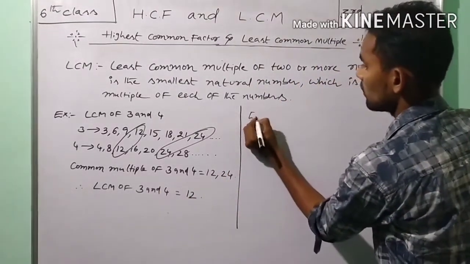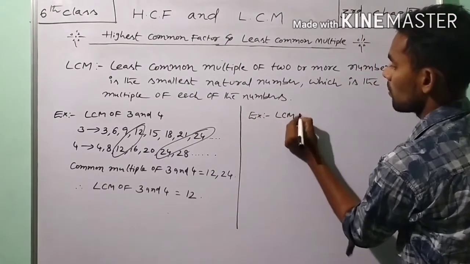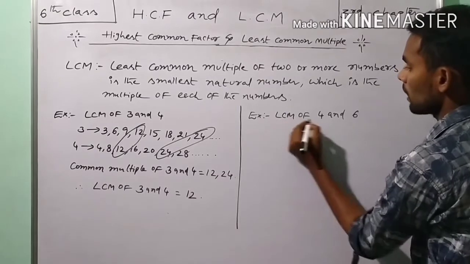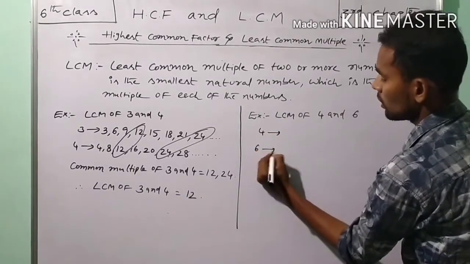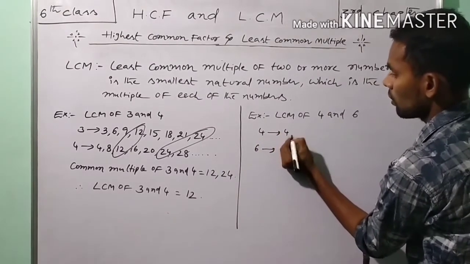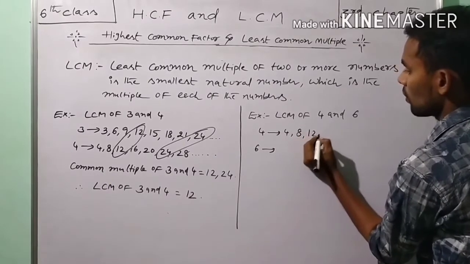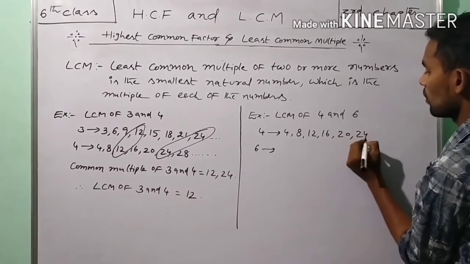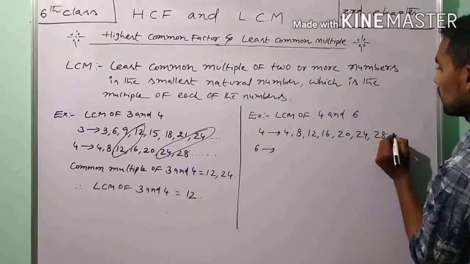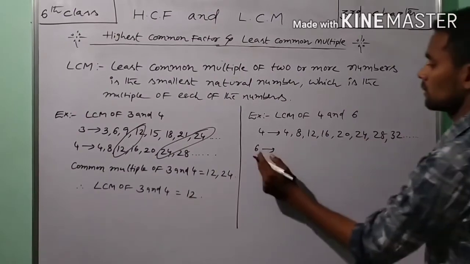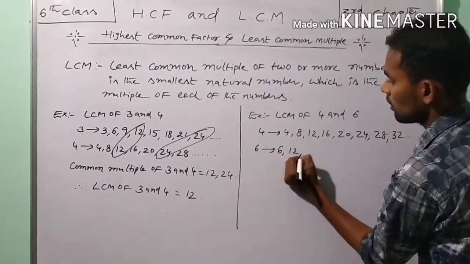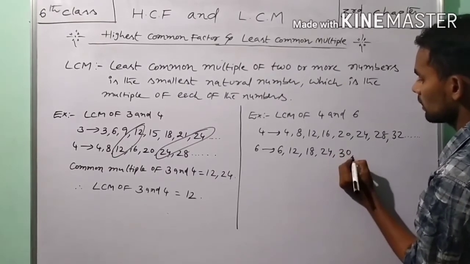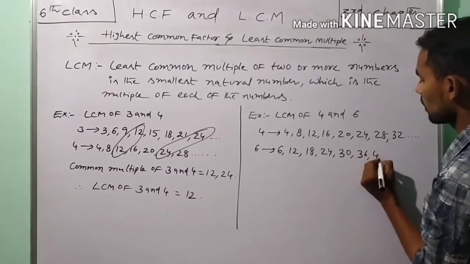Another example, least common multiple of 4 and 6. 4 tables: 4 1s are 4, 4 2s are 8, 4 3s are 12, 4 4s are 16, 4 5s are 20, 4 6s are 24, 4 7s are 28, 4 8s are 32, and so on. 6 tables: 6 1s are 6, 6 2s are 12, 6 3s are 18, 6 4s are 24, 6 5s are 30, 6 6s are 36, 6 7s are 42.